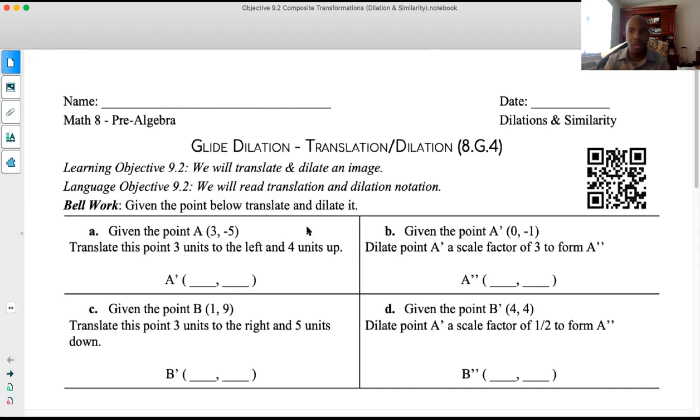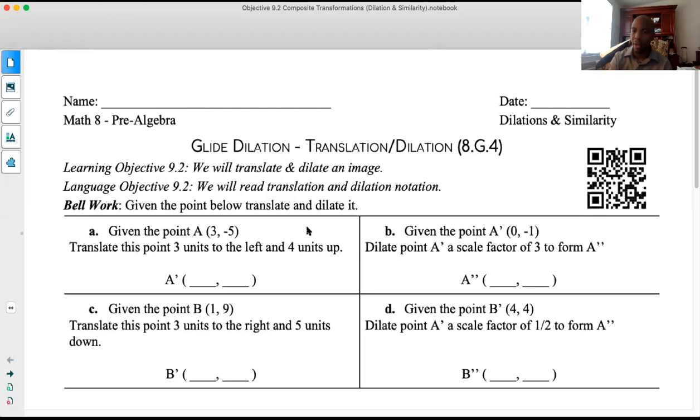It's not beyond you. It's actually separated into pieces where there's a side that says translation, and then there's a side that says dilation. So if you look at A, it's giving you this point, (3, -5). And I need you to translate this point 3 units to the left, 4 units up. Okay? Take a second. See if you can figure that out. Pause it if you need to.